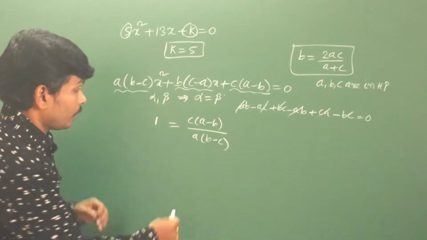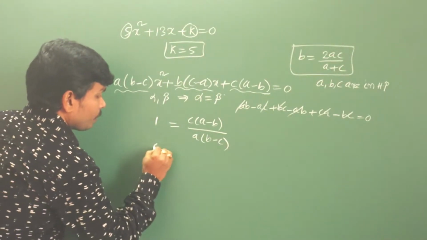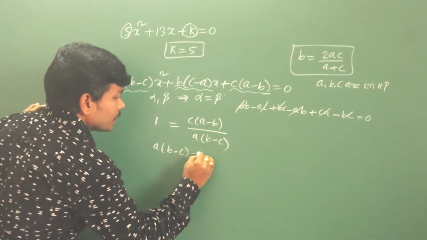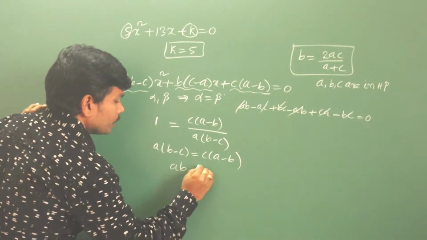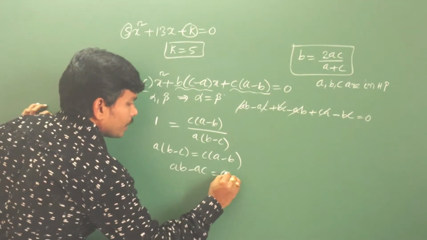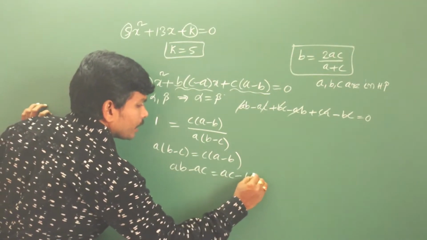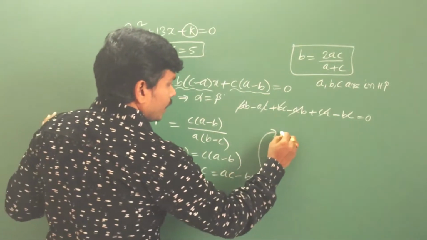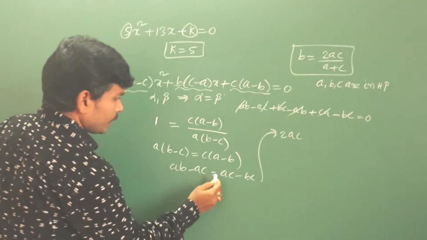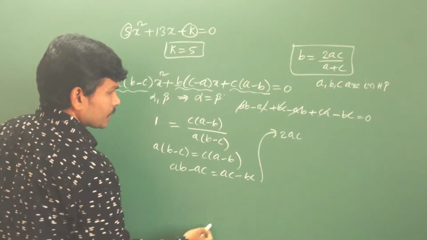Both roots are equal. Now tell me, 1 into A of B minus C, A of B minus C is equal to C of A minus B. A into B, AB minus A into C, AC, equals AC minus BC. So here, observe, 2AC. Observe here, minus AC, take that side.